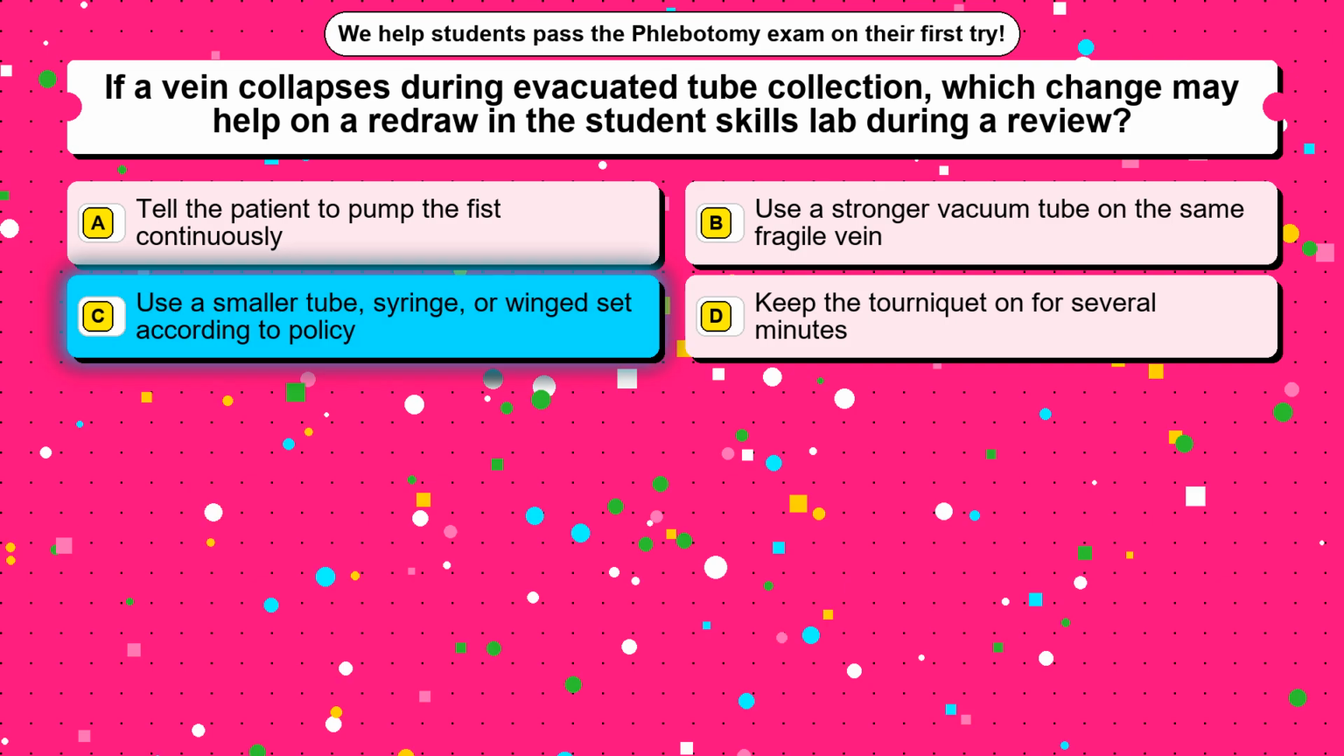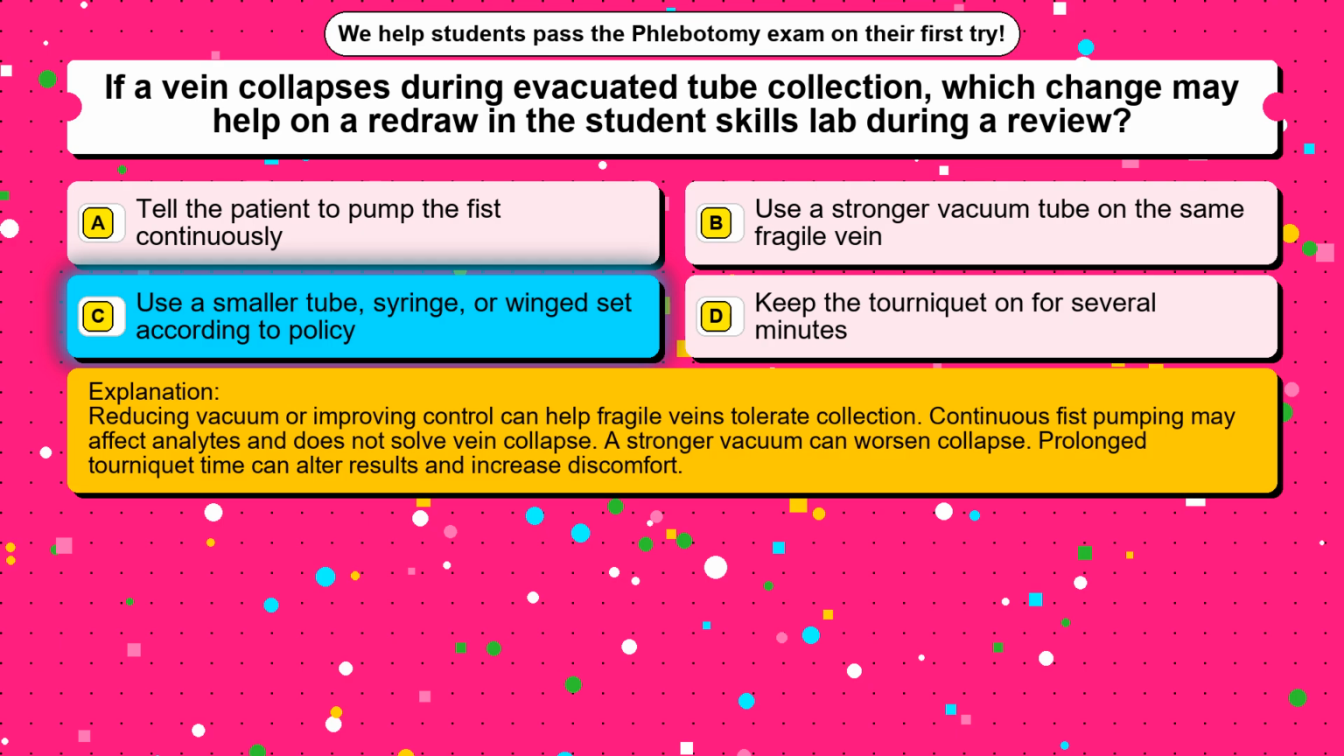The correct answer is option C. Use a smaller tube, syringe, or winged set according to policy. Reducing vacuum or improving control can help fragile veins tolerate collection. Continuous fist pumping may affect analytes and does not solve vein collapse. A stronger vacuum can worsen collapse. Prolonged tourniquet time can alter results and increase discomfort.